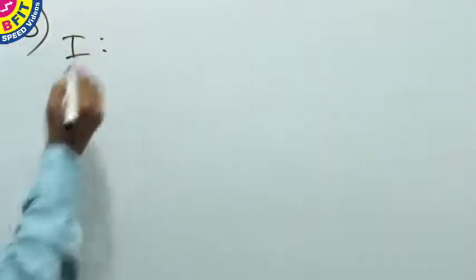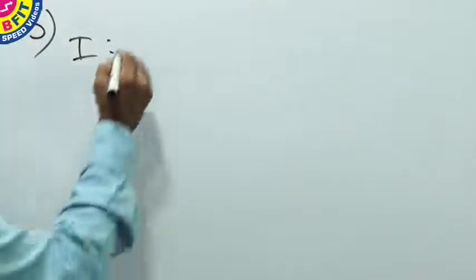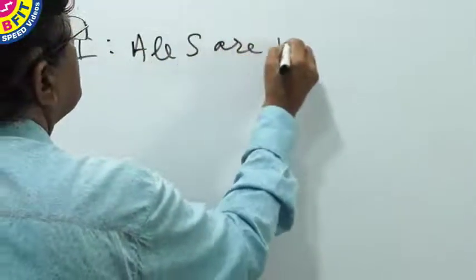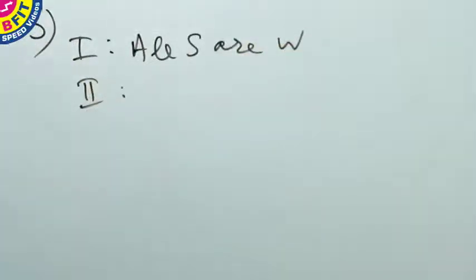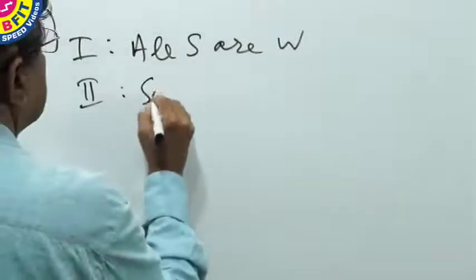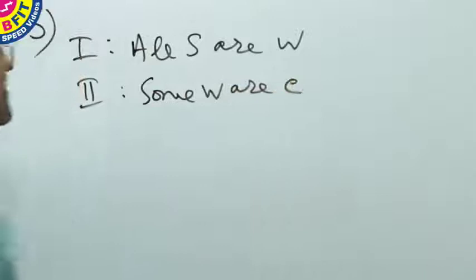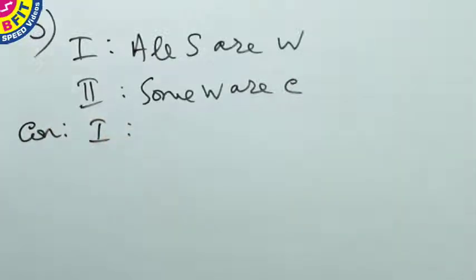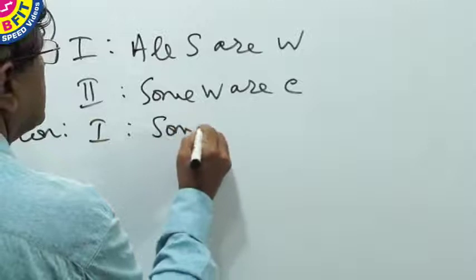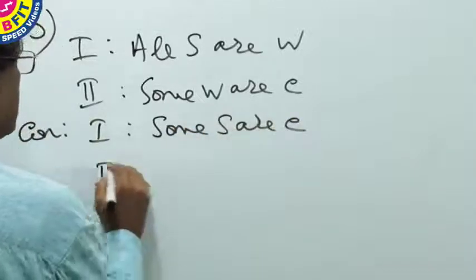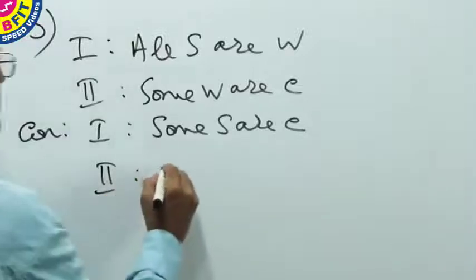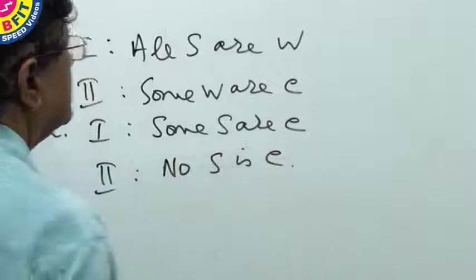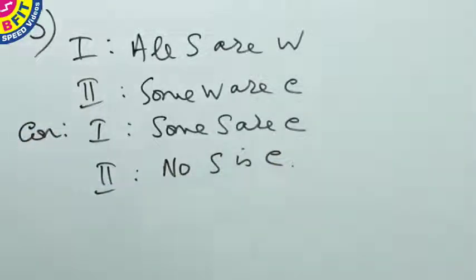Question number 3. Statement 1 is: all S are W. Statement 2 is: some W are C. The conclusions we have to test are: conclusion 1, some S are C; conclusion 2, no S is C. Now we have graduated to calling it S and W and C; we have forgotten sweets and watches.